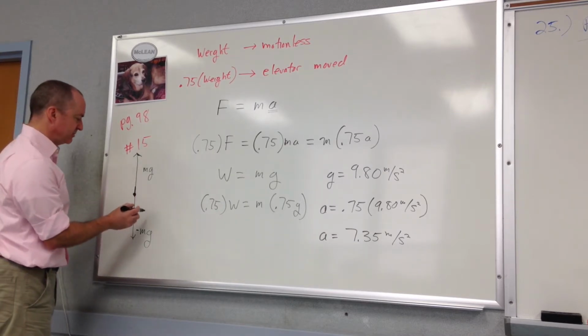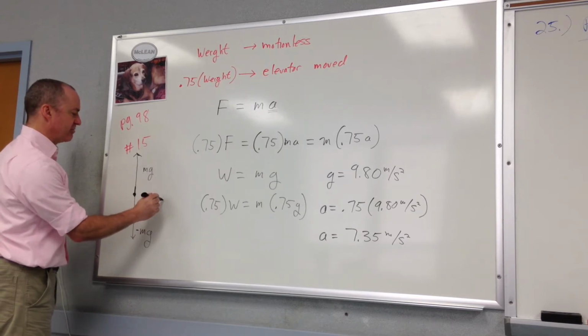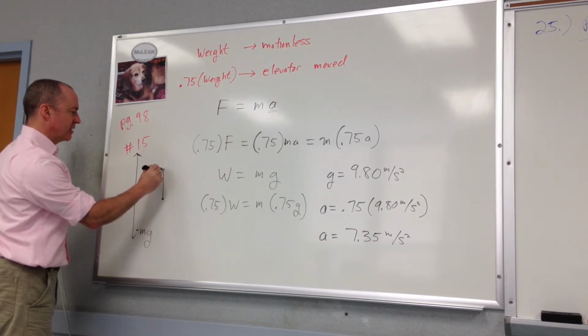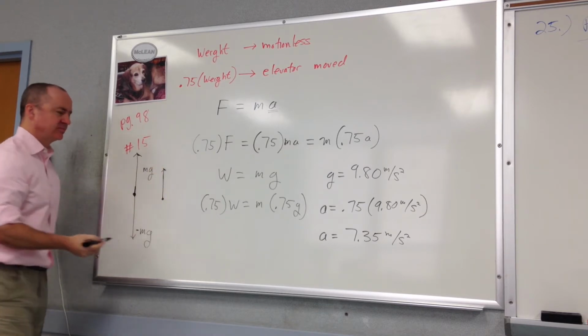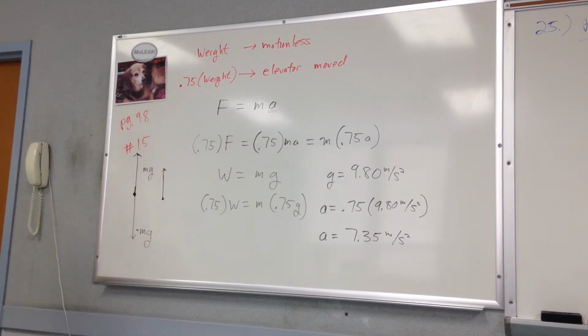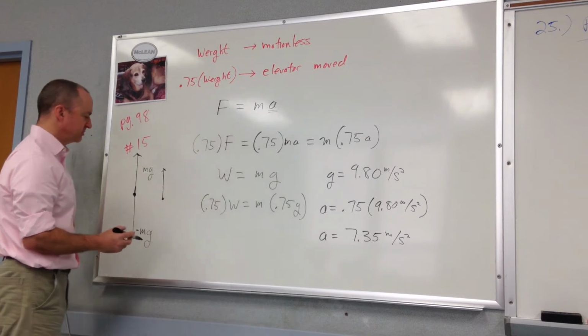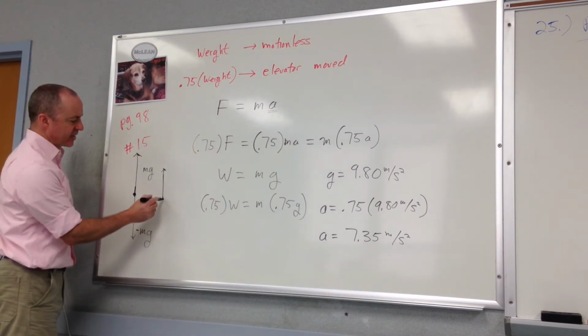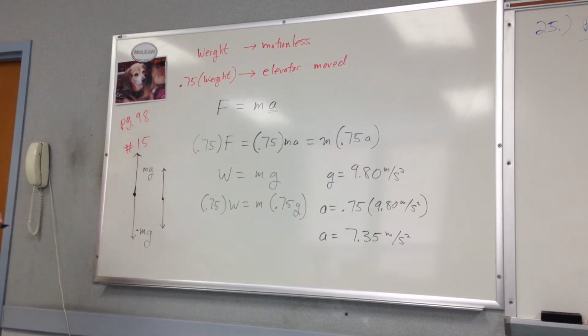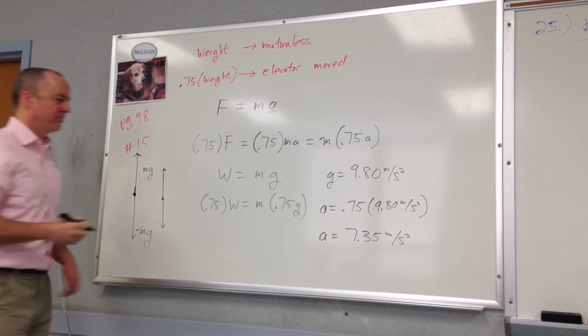He felt the bathroom scale was only pushing back up with 0.75 of that. All right? So he's going down with what acceleration? That means he was only pushing with that much. We know he's going down. What is the acceleration of the elevator? 7.35 meters per second squared. Nope. Oh, wait. That's what he still feels downward. How much acceleration is being taken away from gravity? 2.45.